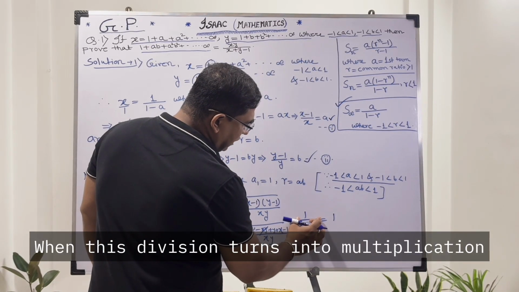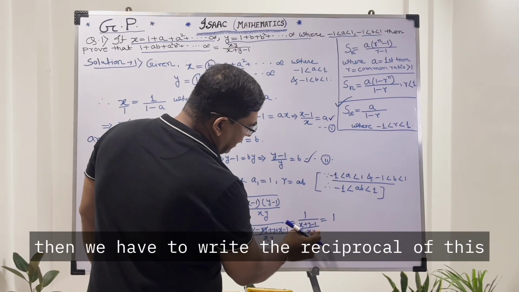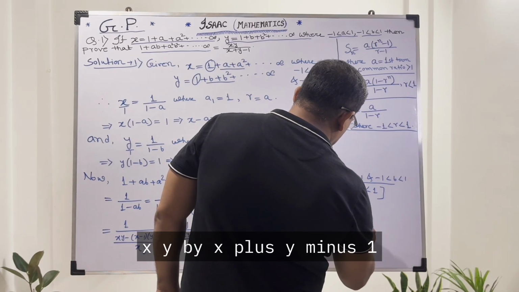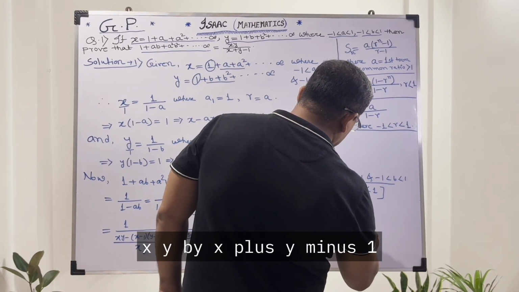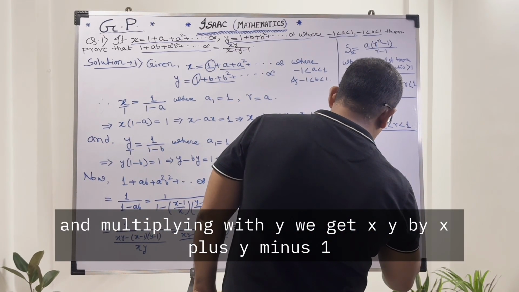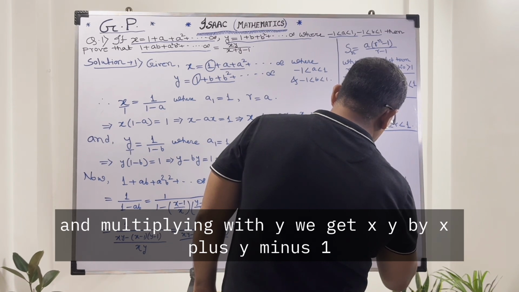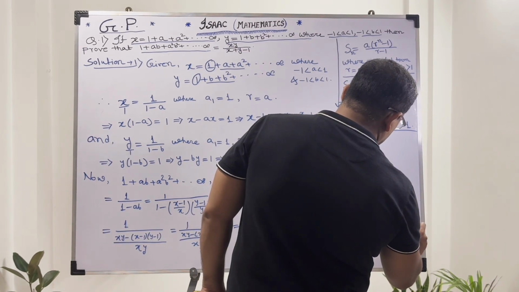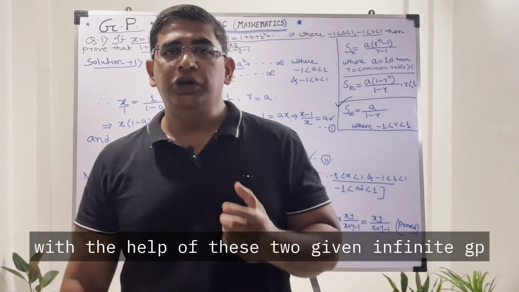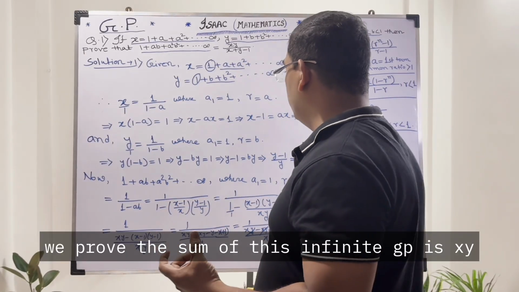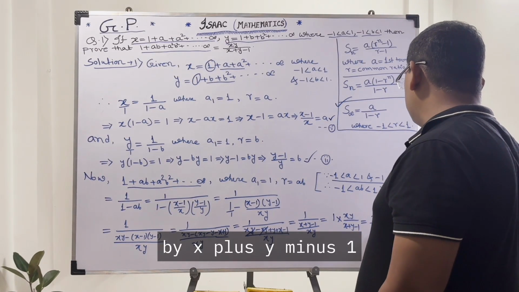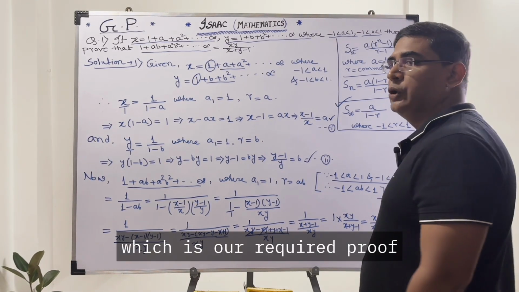When this division turns into multiplication, we have to write the reciprocal of this. That is why 1 into xy by x plus y minus 1, and multiplying with y we get xy by x plus y minus 1. This is our required proof. So, with the help of these two given infinite GPs, we prove the sum of this infinite GP is xy by x plus y minus 1, which is our required proof.